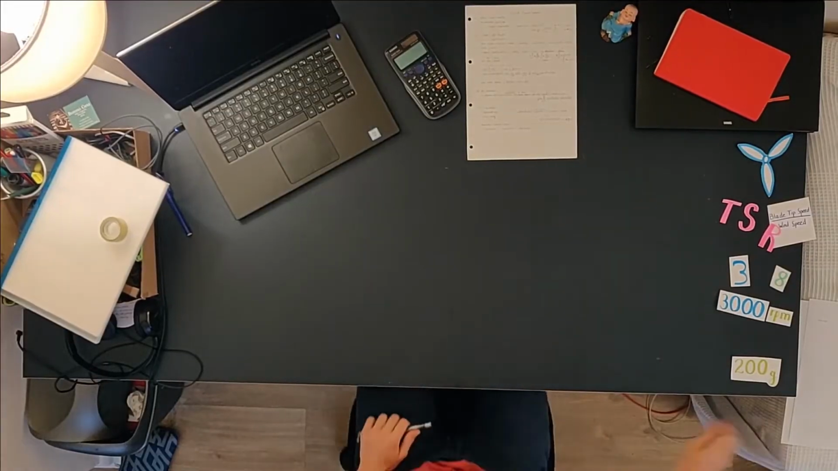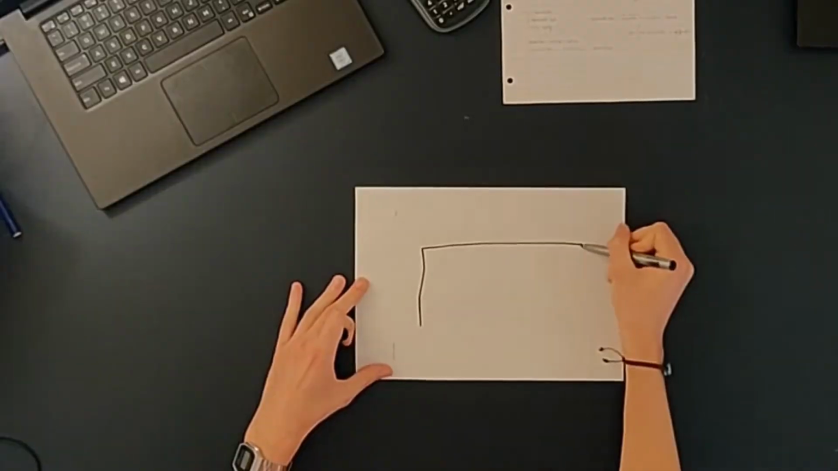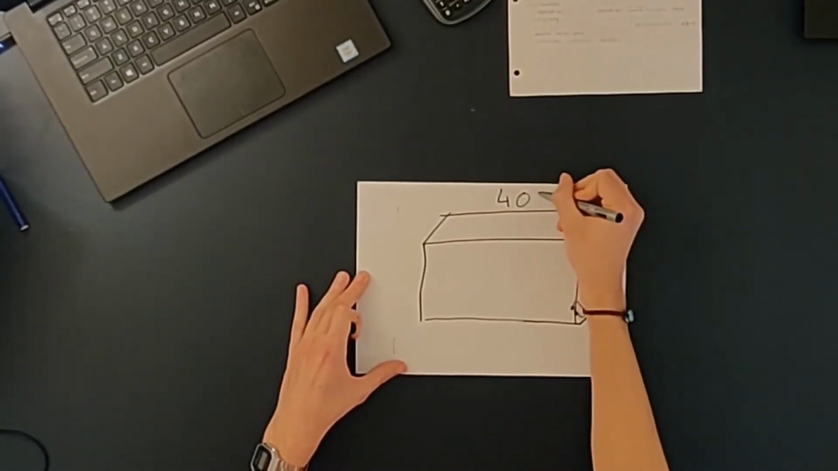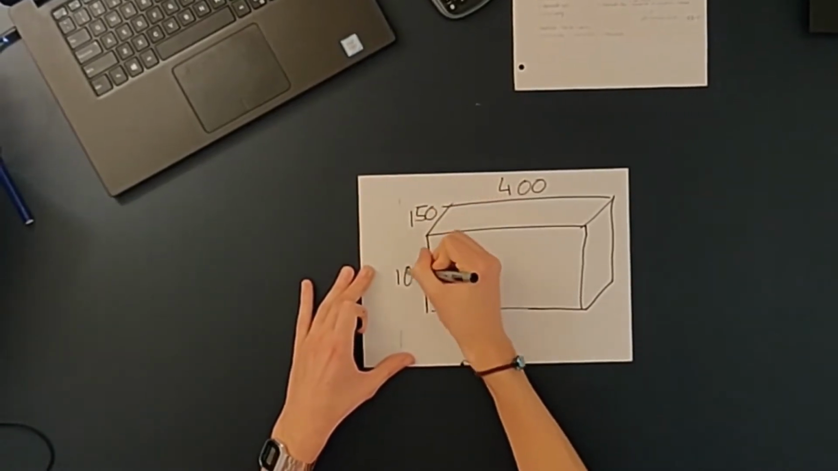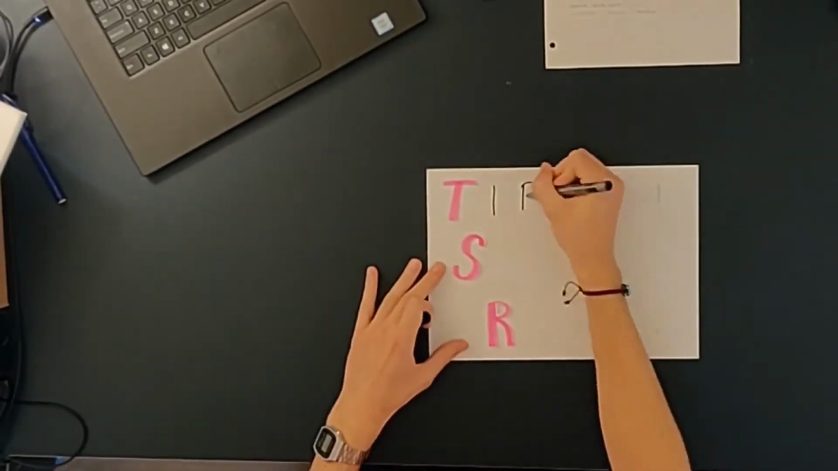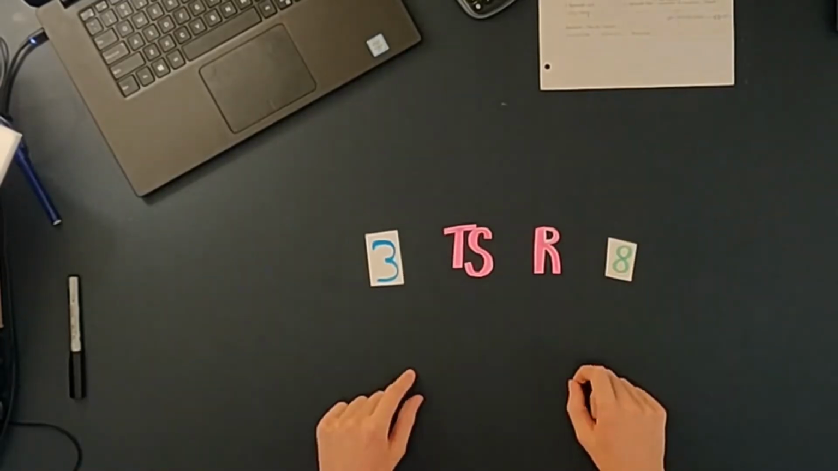So we had 5 design constraints while we built our turbines. The first one is the turbine should fit in a box of dimensions 400 millimeters by 100 millimeters by 150 millimeters, and this was due to the size of our 3D printer. The second constraint is the turbine should rotate clockwise. Our third constraint was the maximum power coefficient should be reached at a TSR between 3 and 8.